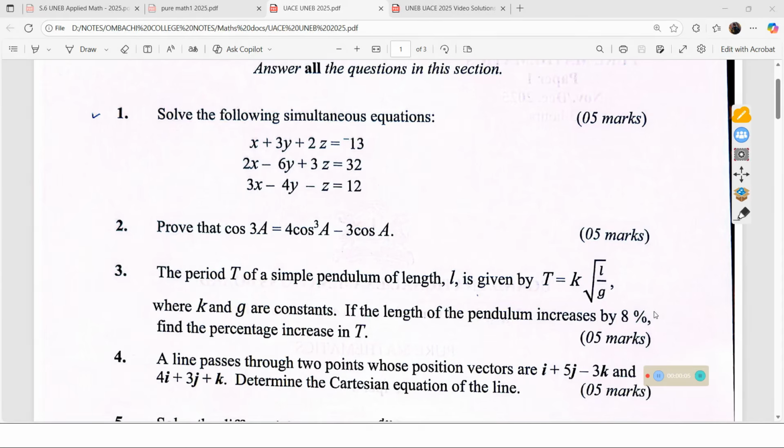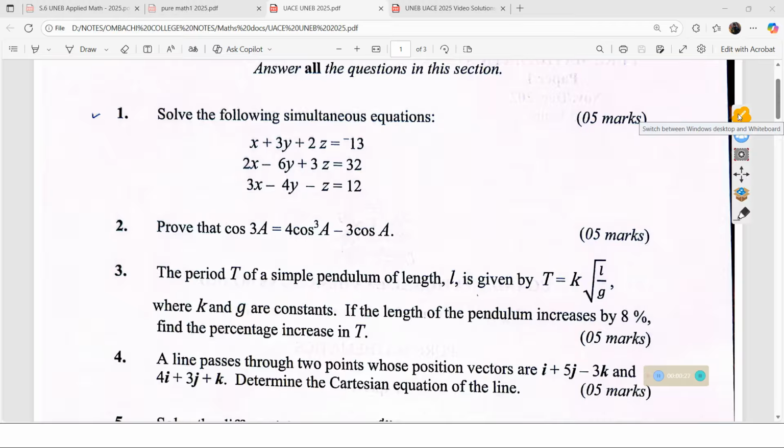In our today's session, we shall be looking at the solutions at Uneb 2025 Pure Mathematics. So we shall begin with question number 1. It says, solve the following simultaneous equations. We are given 3 equations and we need to obtain the values for x, y, and z.